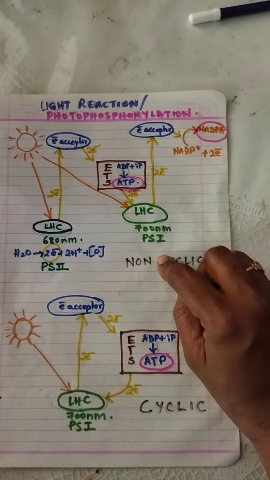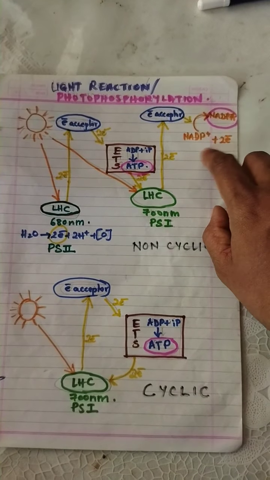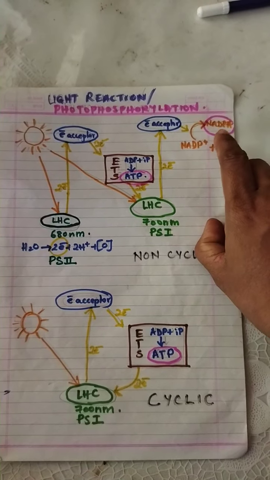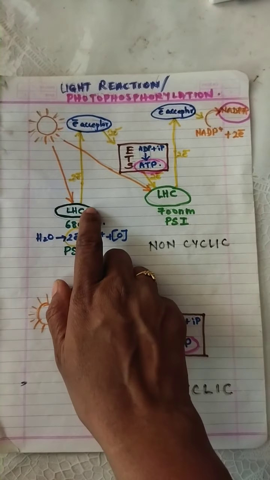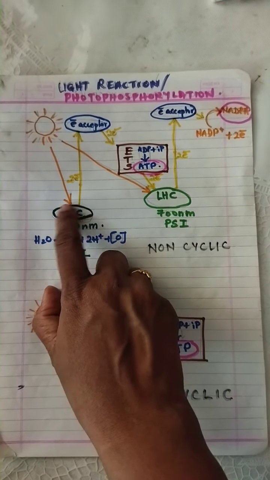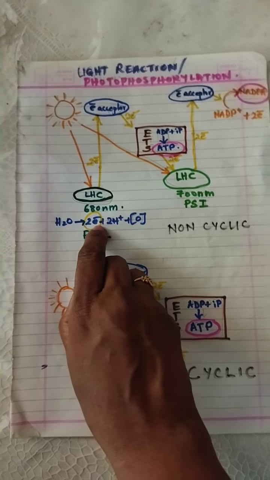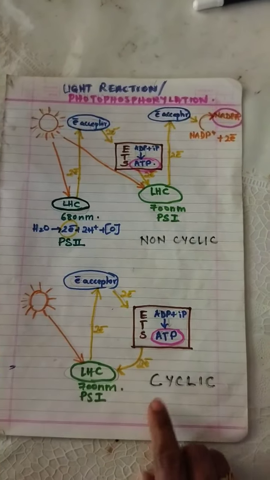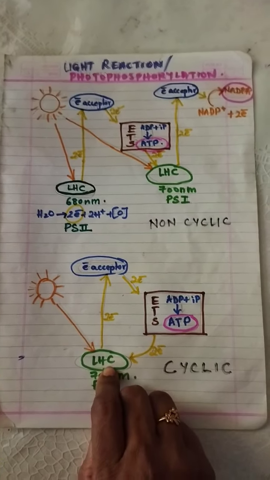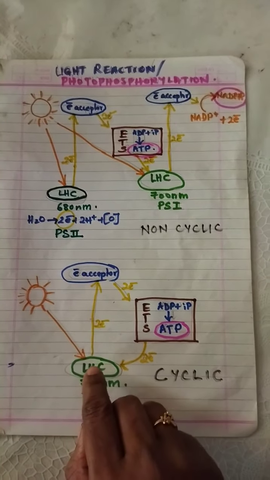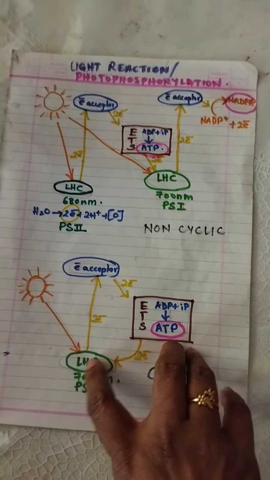In the non-cyclic, the two electrons which are excited are finally used up. You can see they are used up here to form NADPH. So this photosystem 2 requires a constant supply of two electrons, and this comes from the splitting of the water molecule. Whereas in the cyclic photophosphorylation, the photosystem does not require a constant supply of two electrons, because the 2 electrons which leave from this photosystem come back to this photosystem.